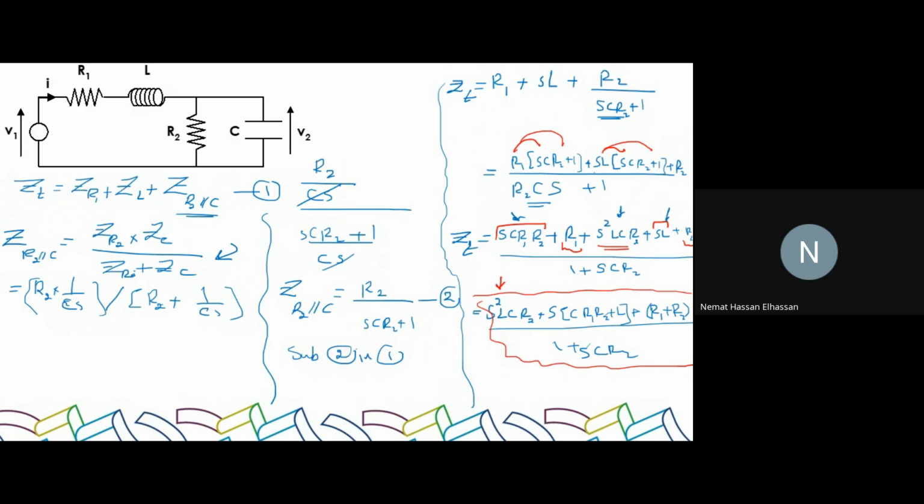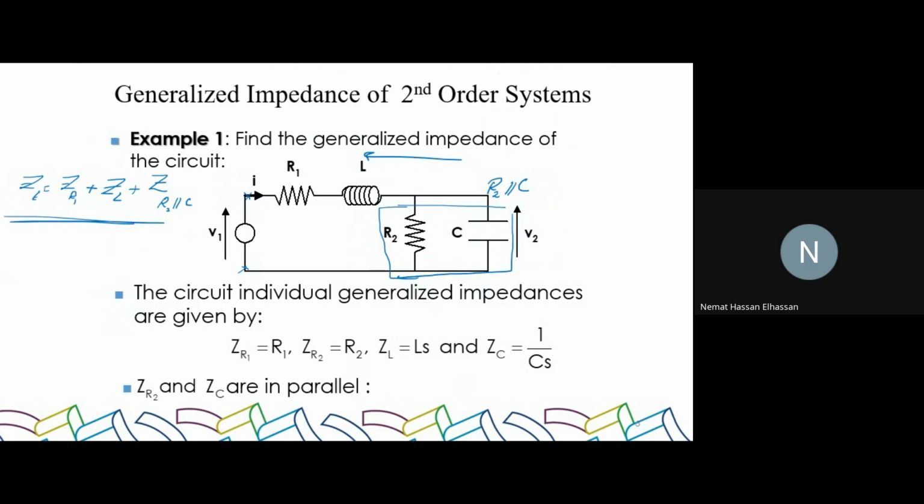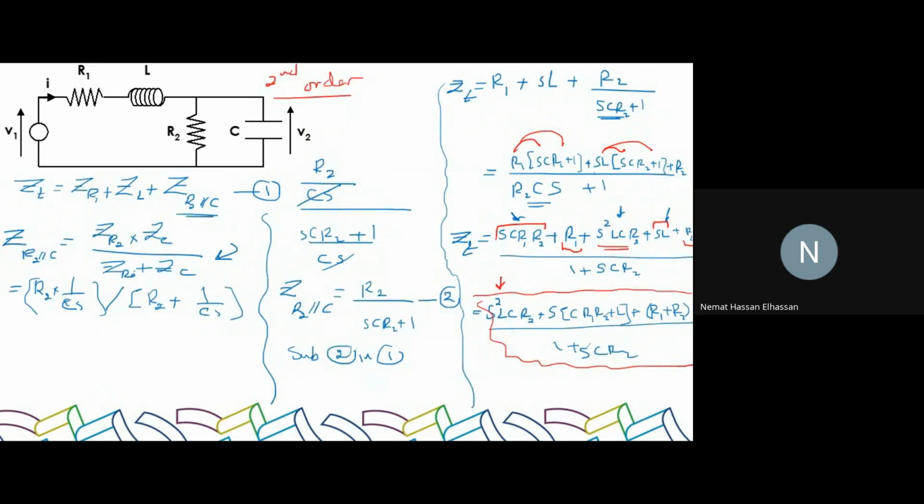2, right? S has the highest power of 2. Therefore, we call this a second order circuit or second order system, because the highest power of S is 2. So the impedance for that system will be of power 2. That's why we call it a second order system. S refers to what? S is your frequency, your complex frequency. So S is equal to J omega. It's the Laplace factor. Okay?